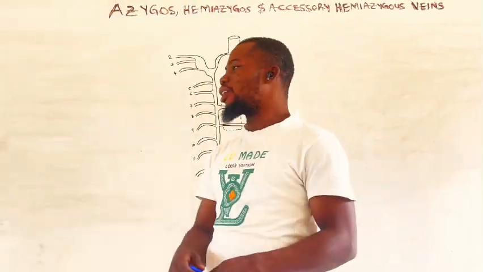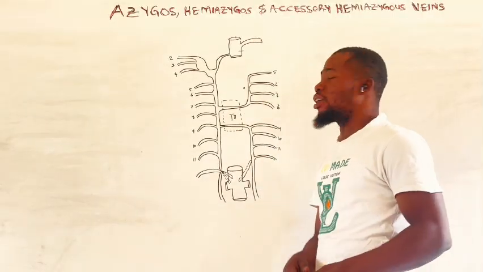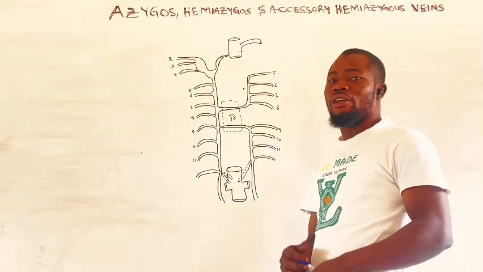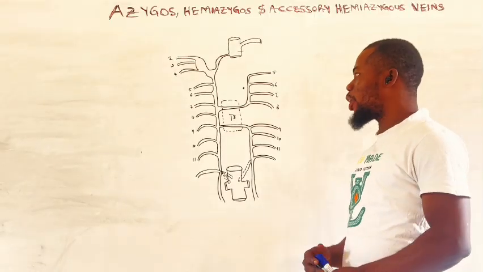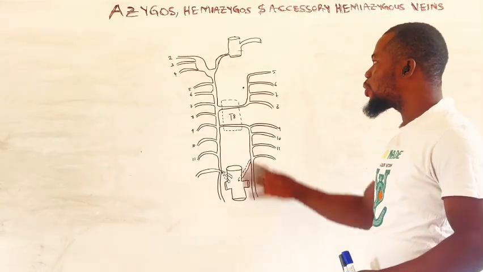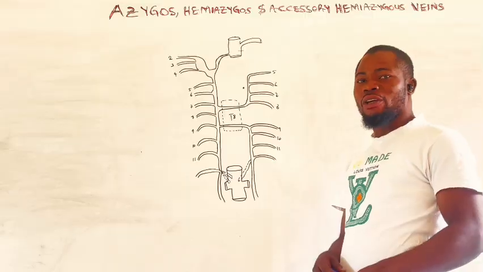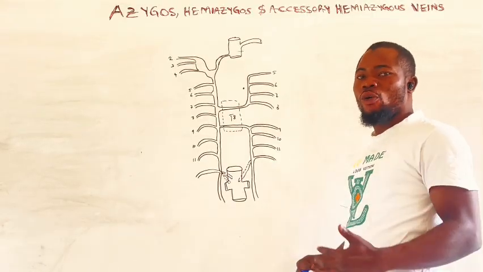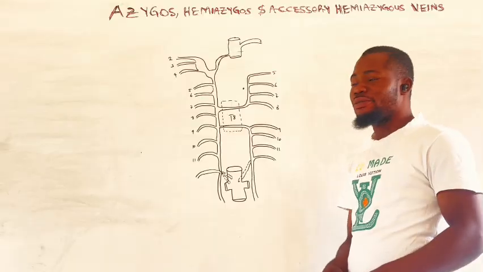In today's class, we'll be looking at the azygos, hemiazygos, and accessory hemiazygos veins. But before we enter the class proper, let's look at this diagram here. It will allow us to understand more of what we shall be discussing later.